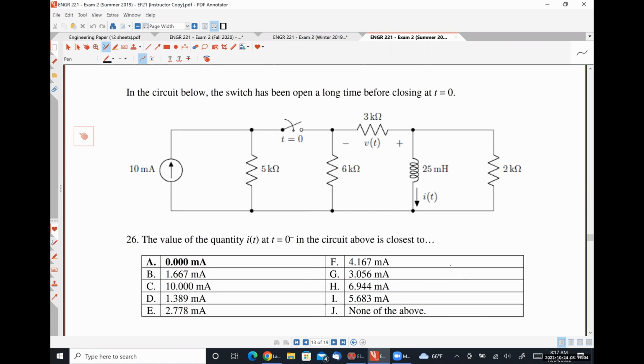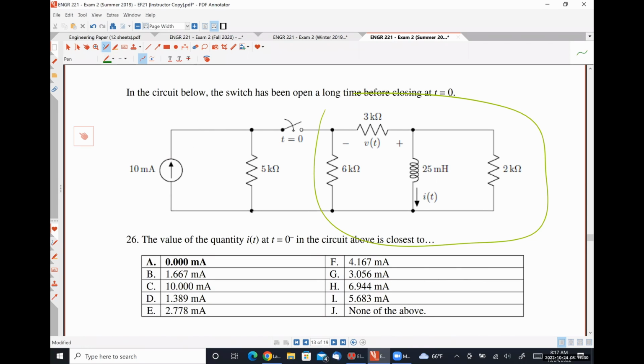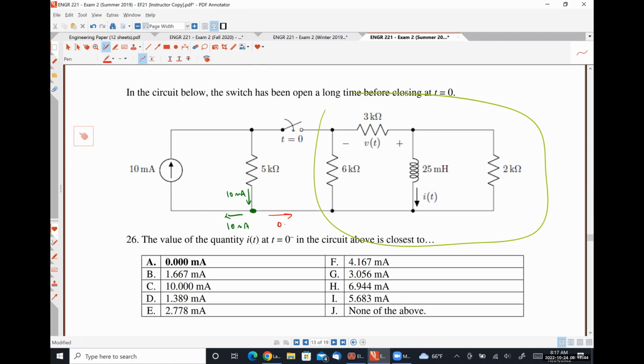All righty, so our switch has been open for a long time. So effectively, all of this over here is not connected to our source, so it's 0, because the switch was open. So if we do Kirchhoff's current law at this node, we know that the current flowing down here is 10 milliamps. And the current flowing here is 10 milliamps, which means this current must be 0.